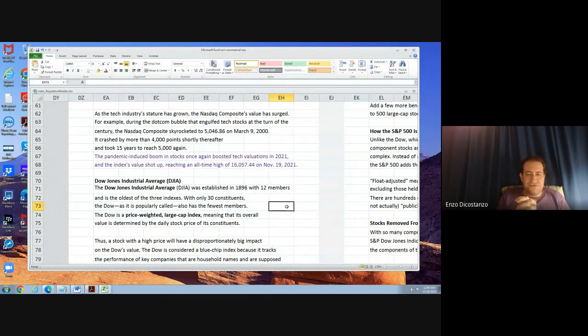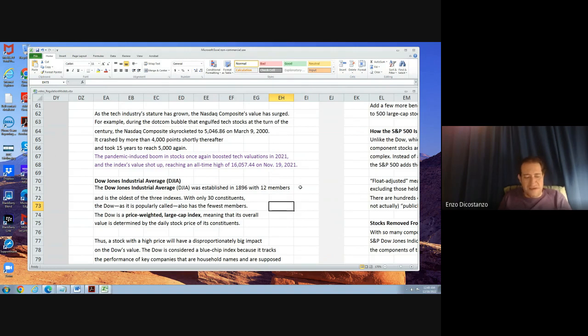The Dow Jones history is over 100 years old, about 130 years old. Now it has 30 constituents, and the fewest members. It's a price-weighted large cap index, meaning the overall value is determined by the daily stock price of the components of the index. And it's large, so you're not going to find some startup in Northern California. You're not going to find that on the Dow Jones.